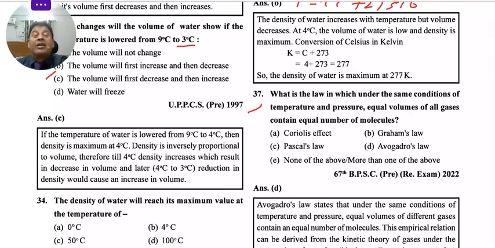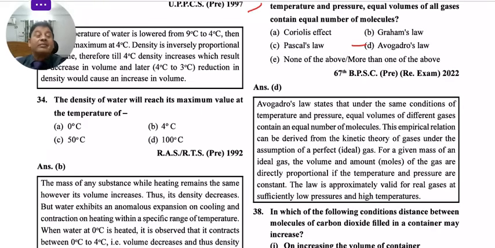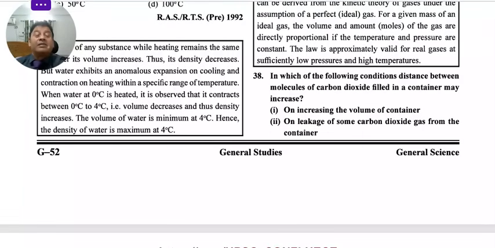इसको देखते हैं. What is the law in which, under the same conditions of temperature and pressure, equal volumes of all gases contain equal number of molecules? तो ये डायरेक्ट क्वेश्चन है, अब अवोगाद्रो नंबर याद रखिएगा D. Come to this one. The density of water will reach the maximum value at the temperature of 4 degrees Celsius. That question है anomalous expansion of water, right?